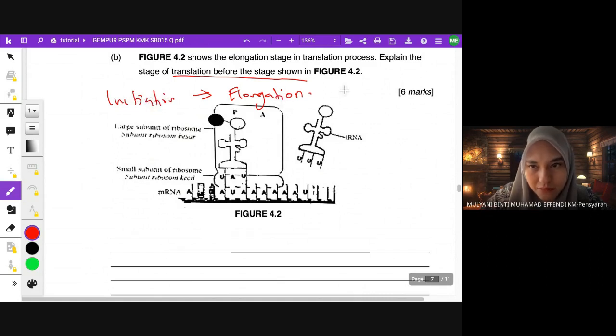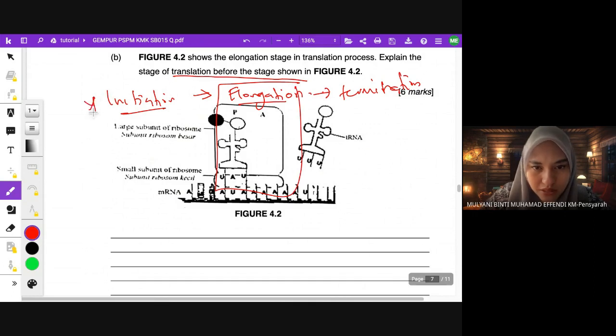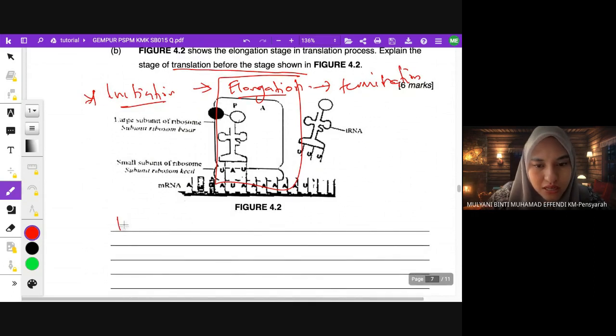Sebab ingat dalam translation ada 3 proses. Initiation, elongation dengan termination. So dalam gambar ini adalah elongation. So you yang kena jawab tu adalah this one. Okay. So stage dia adalah initiation.